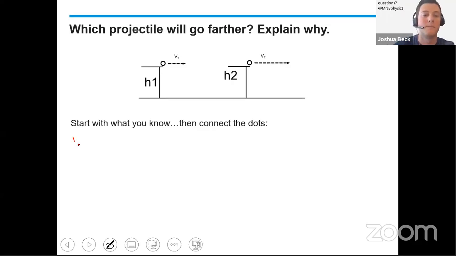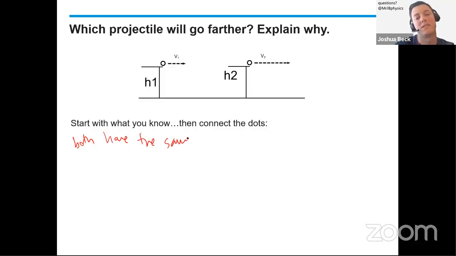See, in this case, both of these have the same y initial velocity. Well, you say, wait, no, V2 is greater. Yeah, but that's the x component. Both of them still have the same initial y velocity, which is 0. Same y acceleration, that's important. And the same y displacement. So what does that mean?